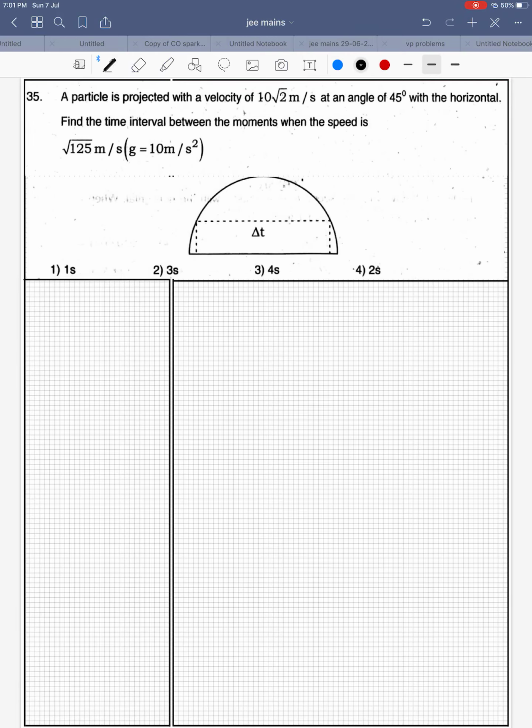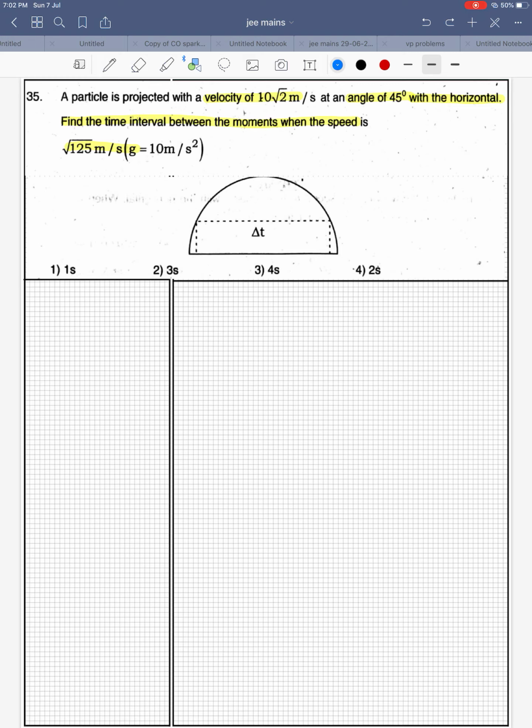Question 35. A particle is projected with a velocity of 10√2 meter per second at an angle of 45 degrees with the horizontal. Find the time interval between the moments when the speed is √125 meter per second.